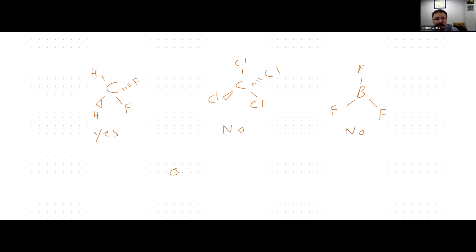And then lastly is CO2, which is linear. The oxygens are more electronegative than the carbon, but they're going to pull electron density out to either end, again essentially canceling each other out. So no, that would not have a dipole.